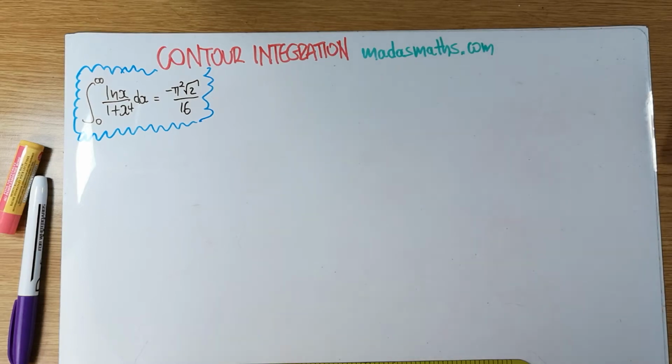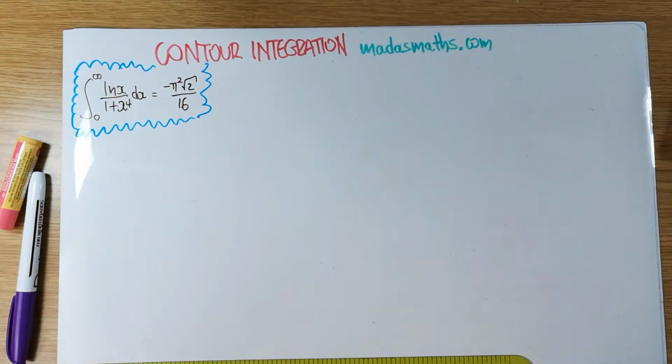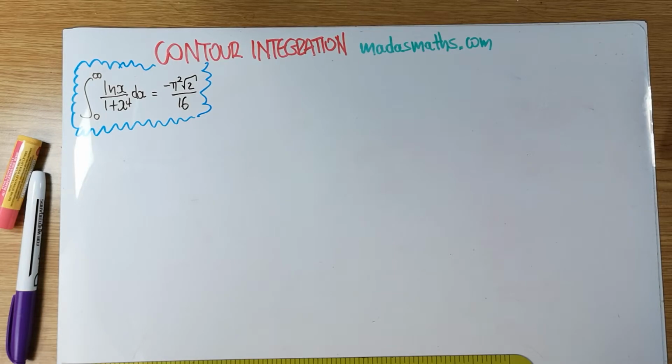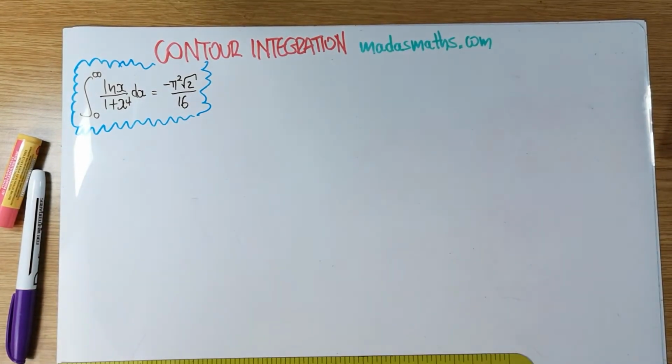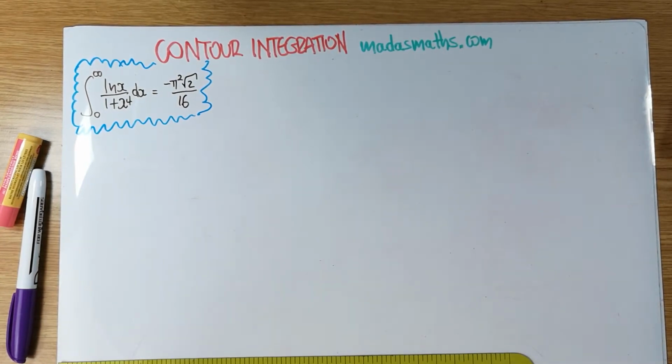Hello and welcome back. Contour integration today. We're going to be looking at the real integral from 0 to infinity of log of x over 1 plus x to the 4 dx. And the answer that we ought to be getting, I did remember this time to actually look it up before I start this lecture, is minus pi square root 2 over 16.